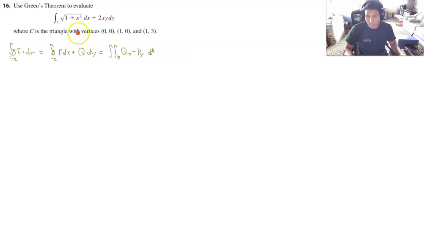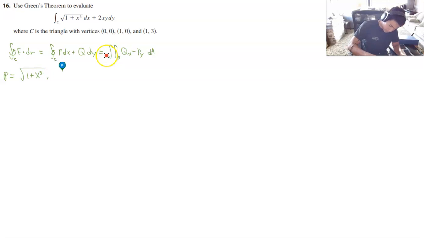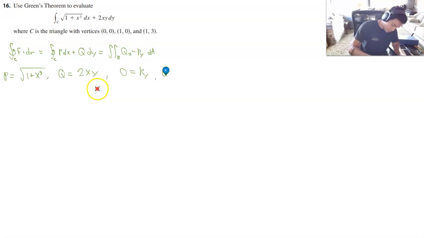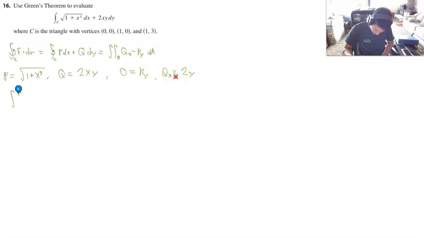Okay. Now, if we see right here that this would be P and this would be Q, so P is equal to 1 plus x cubed, Q is equal to 2xy, right? Because P and Q follow the order. Okay, very important to follow this order. Now, if we take P with respect to y, well, we get 0. But then if we take Q with respect to x, what do we get? We get 2y. So our integrand reduces down to 2y dA.